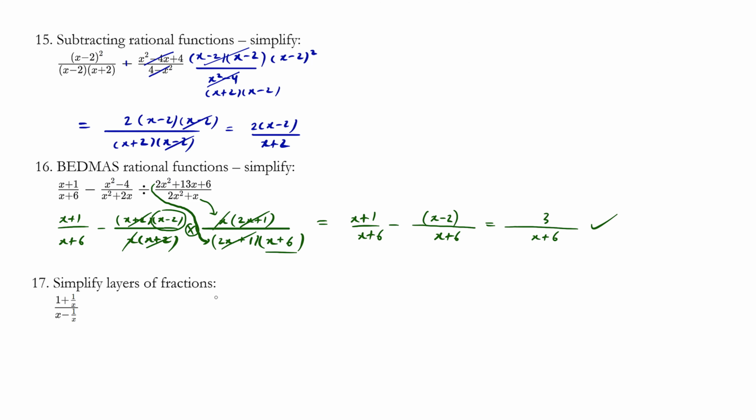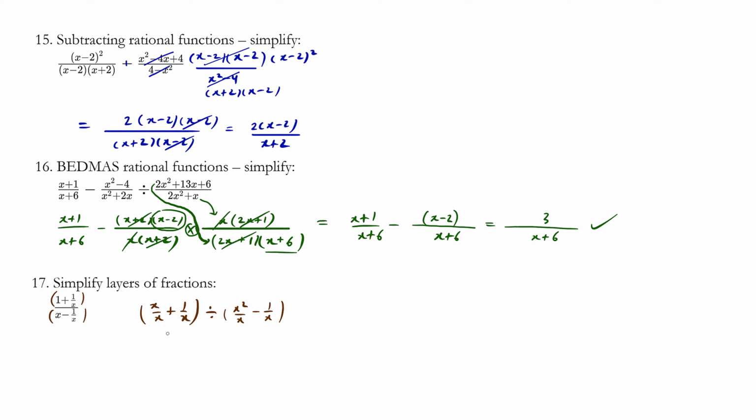Finally, we have a simple algebra involving fractions, layers of fractions. So the numerator is going to be the same thing as x over x, that's 1. And we're dividing the whole thing by the denominator over here. And if you multiply top and bottom by x, our first term is going to be x squared over x, same thing as x, minus 1 over x.